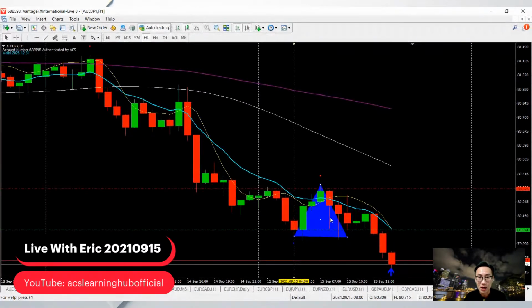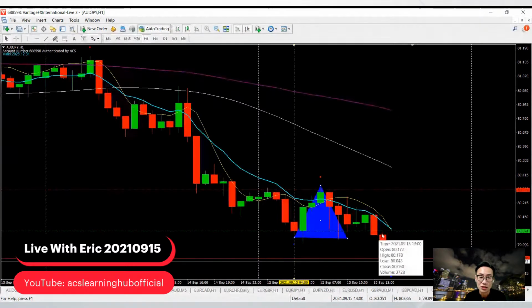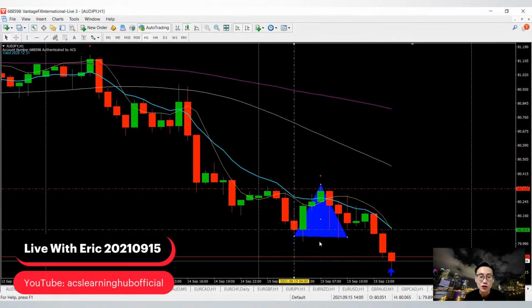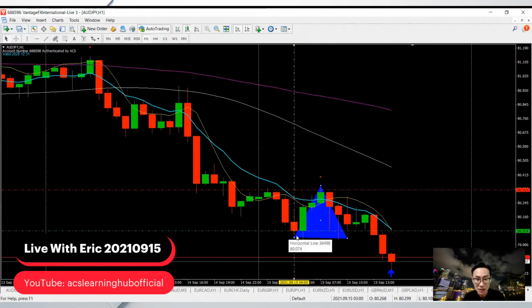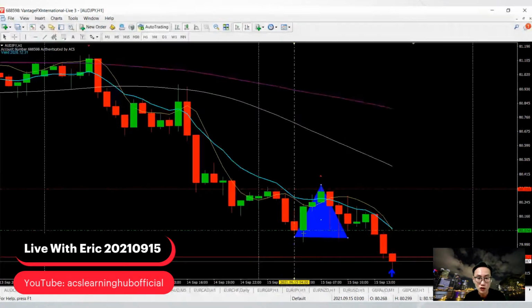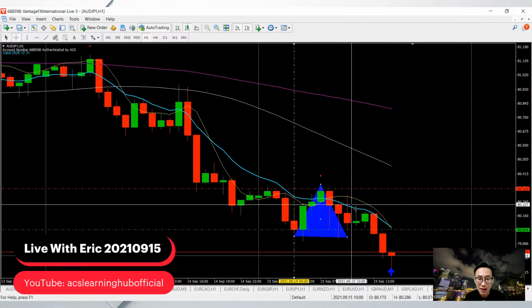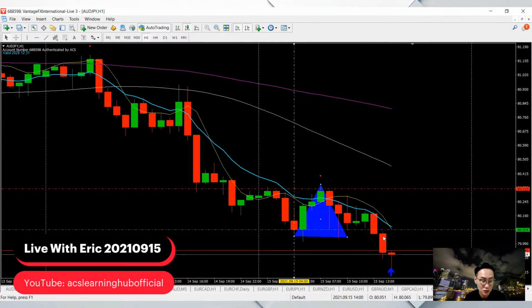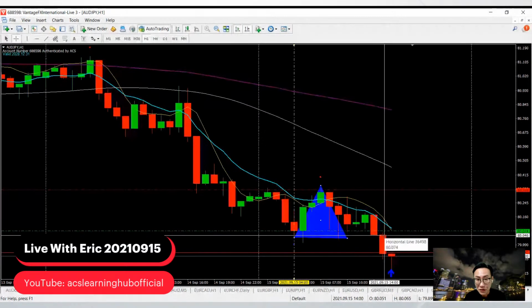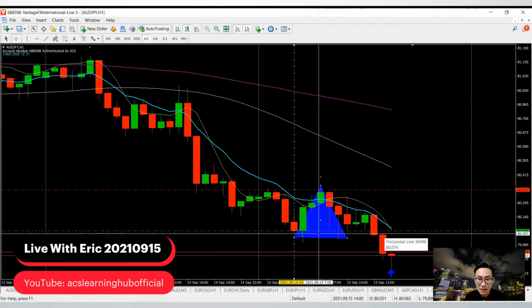So this morning, I was talking about this Aussie yen. What I'm talking about is that right over here, when it started to move, I want it to move in a way to break the support level. It has to break the support level, then you can start trading. Over here, there's a support level here. Correct, this is a support.